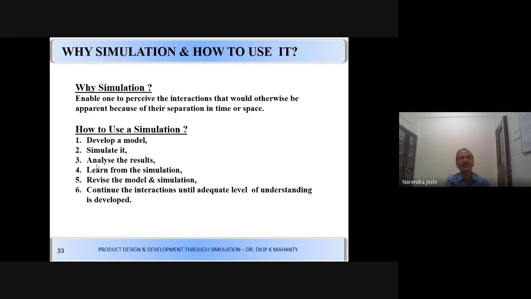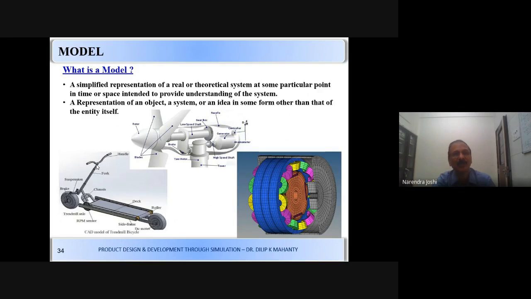How to use the simulation? Develop a model, simulate it, analyze the results, learn from the simulation, revise the model and simulation, and continue this iteration. So, the model. What's a model? It's a physical representation of something, or a mathematical representation, or an abstract representation of the product.